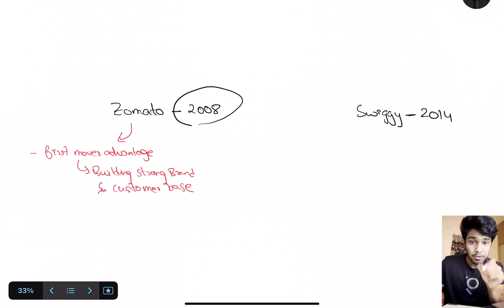Zomato started in 2008. It has a first mover's advantage. It built a strong brand from 2008, and it has a very big customer base starting from 2008. But Swiggy started in 2014, so it has a little bit of a disadvantage.